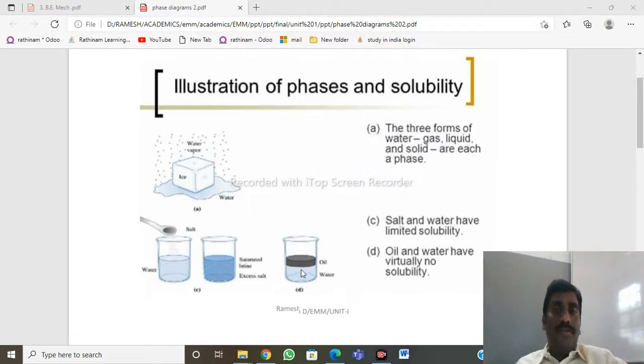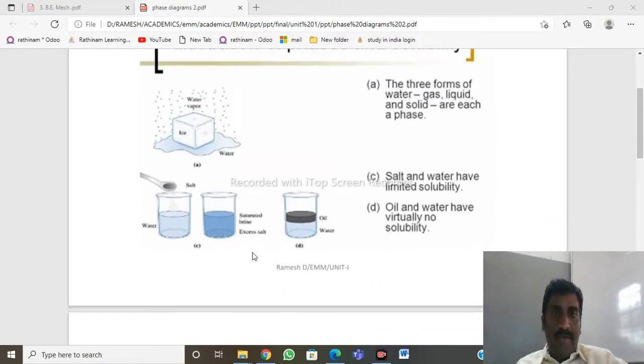In this, we may have an example of salt mixed with water. A solute of salt is mixed in the solvent of water. So it is completely mixed. That is a mixed solution which we get as salt with water.